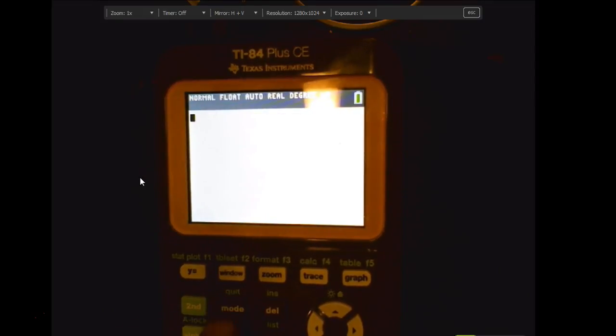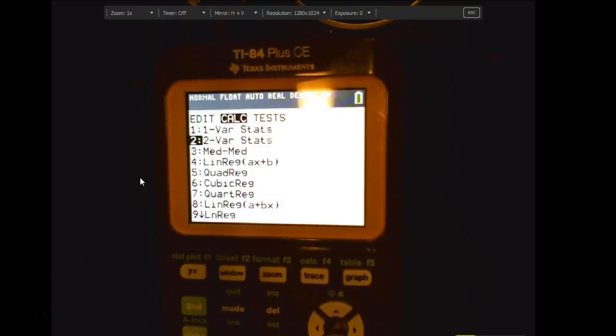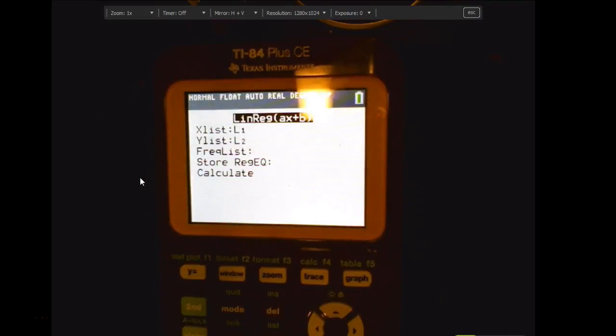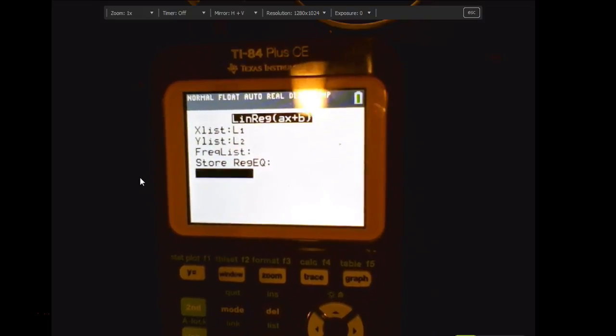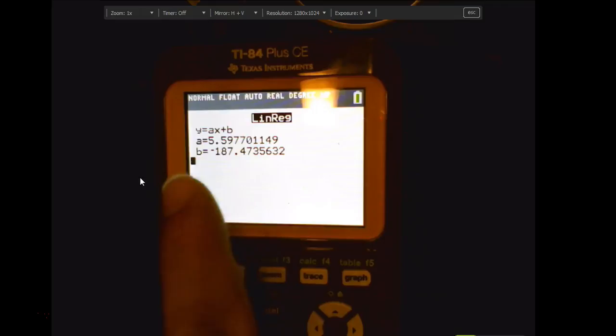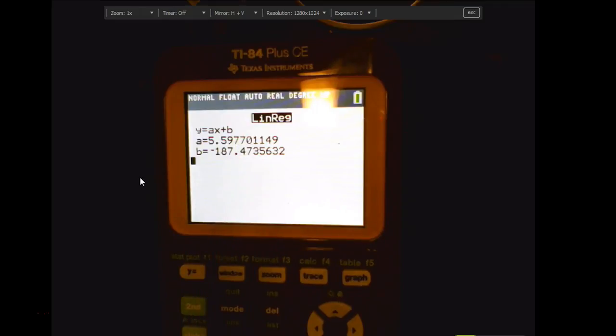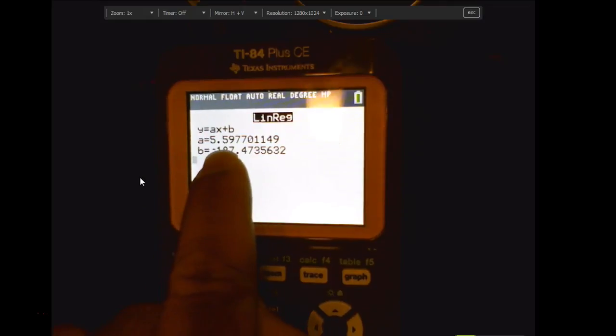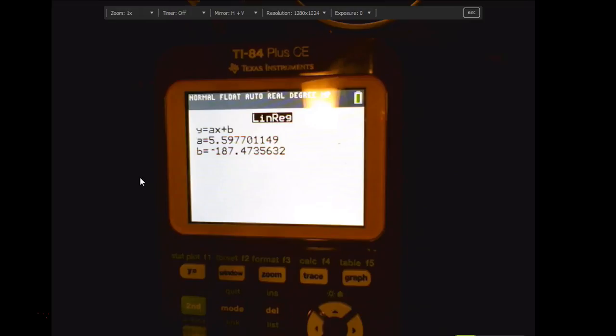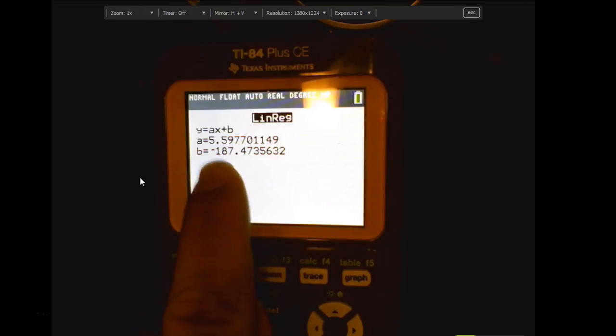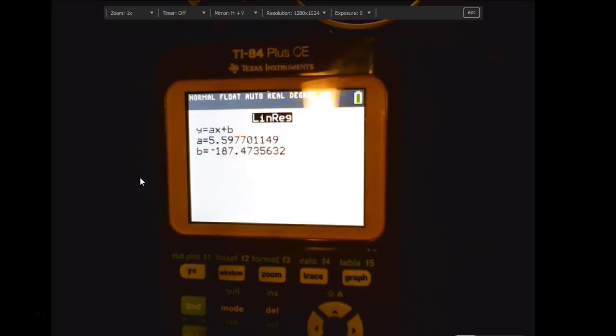Also, if you go under Stat Calc, option 4 is the other one that you would use. So you're only going to use options 2 and 4 for this unit for bivariate data. The linear regression line, there's one key feature to this. There's two things that you get out of the linear regression line page. And that is the regression line that we just did in the last unit. We did this by hand, but you're always going to do this on a calculator. So if I plug in 5.60 for A and negative 187 for B, then I have my regression line.